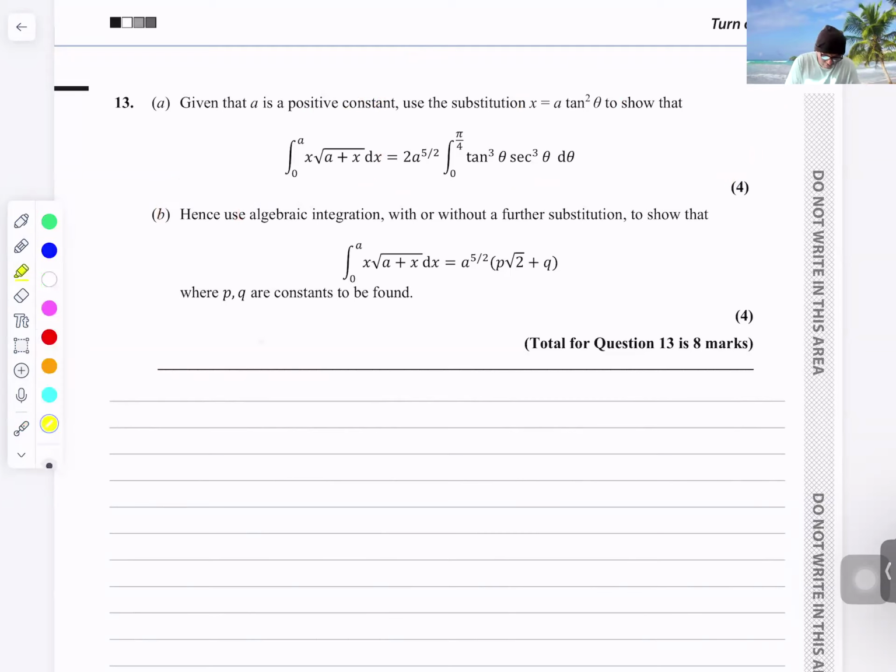And then it says hence. Hence means use your answer from before. Use algebraic integration or without further substitution to show that the integral of that expression gives this one, where p and q are constants to be found. Total is 8 marks. This is 8%. So let's jump right in.